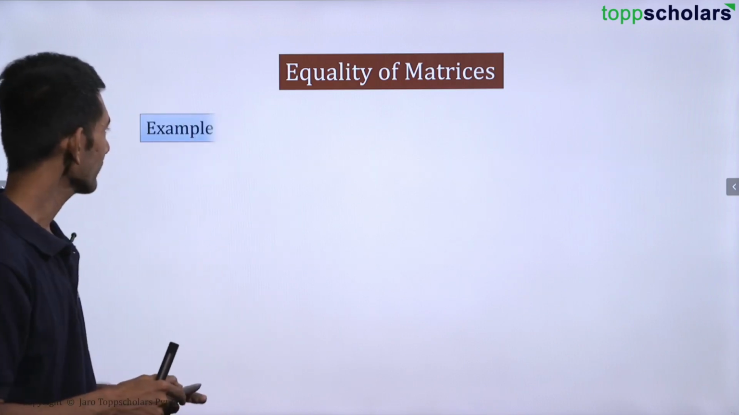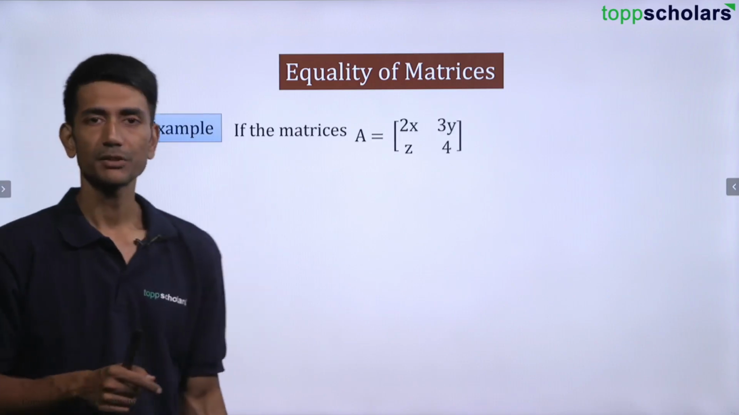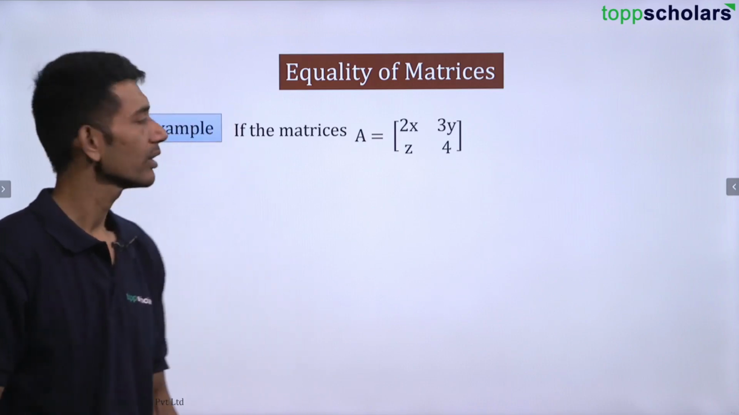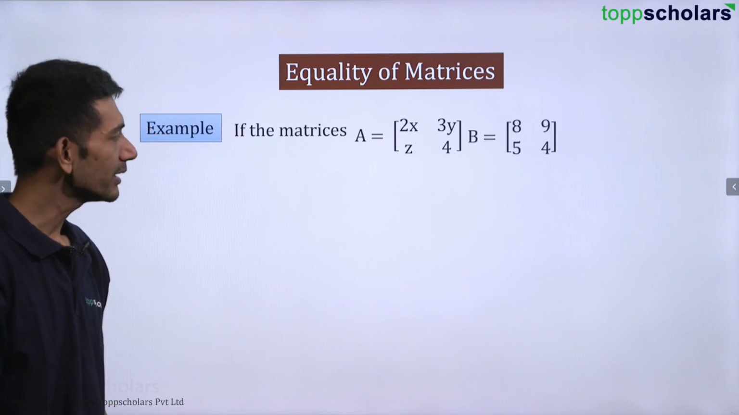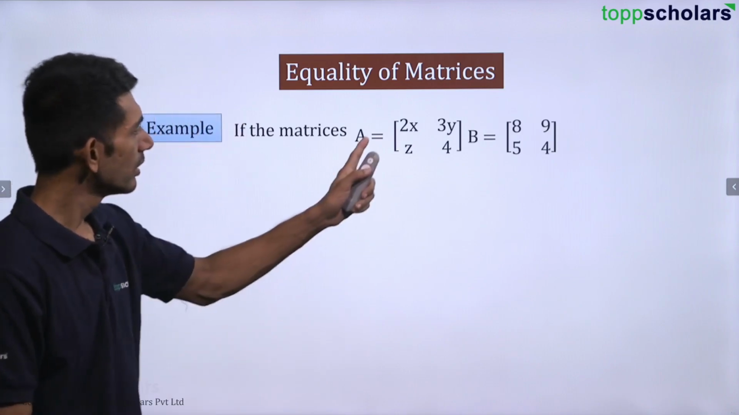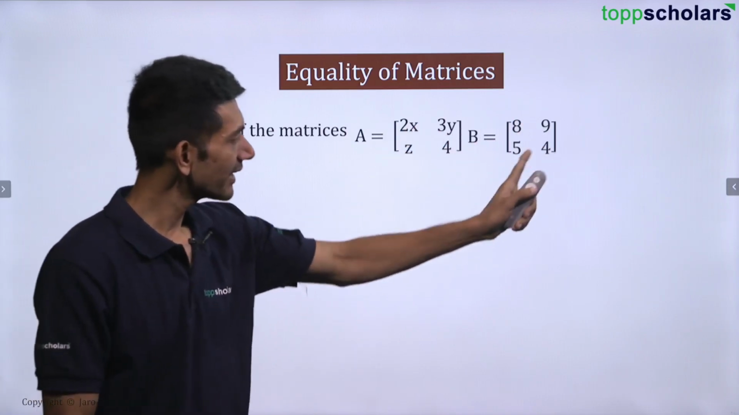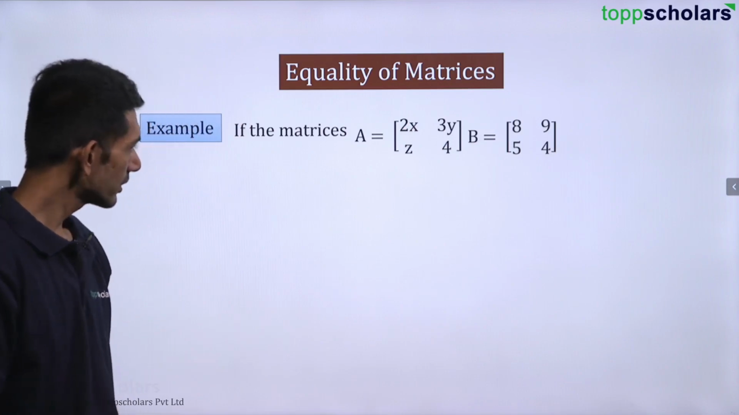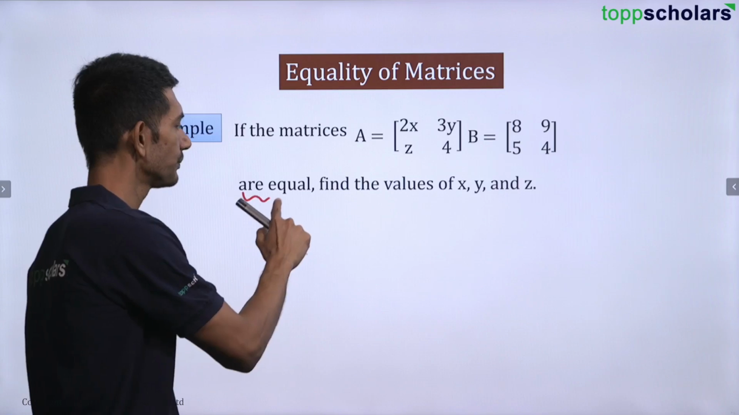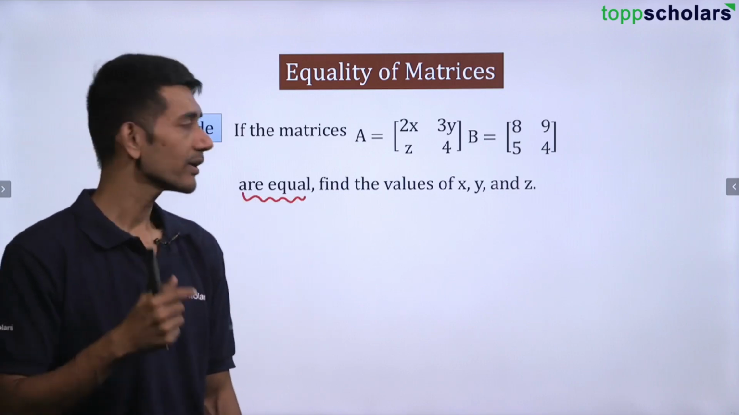Okay. Let us see an example. If the matrices, this is the first matrix A, we have 2x, 3y, z and 4. And we have the second matrix B, 8, 9, 5 and 4. The question says they are equal. It is given. They are equal. Find the values of x, y and z. Now 3 values we are supposed to find out.